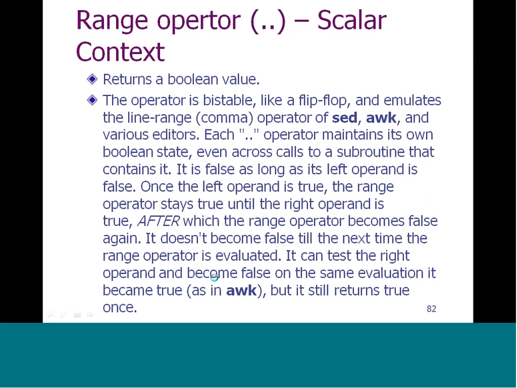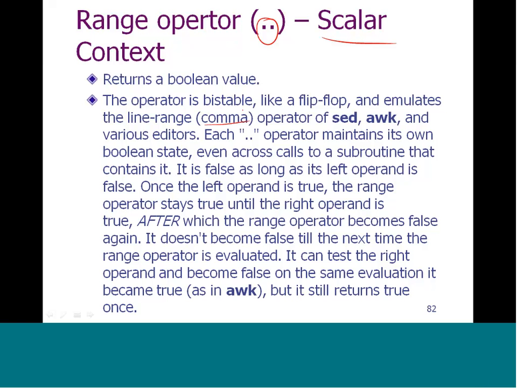The second context that I meant to mention is the scalar context. In scalar context, the operator actually returns a boolean value. So it is like a flip-flop. It emulates the line range operator of sed, awk, and other editors. This is also known as the comma operator. Each operator maintains its own boolean state even across calls to the subroutine that contains it.